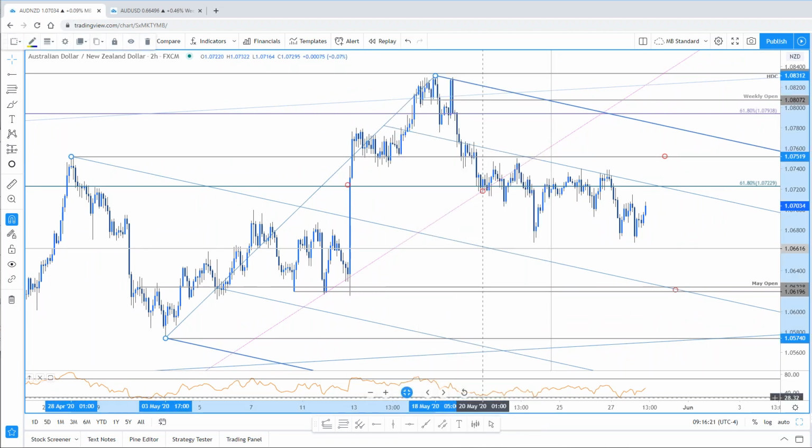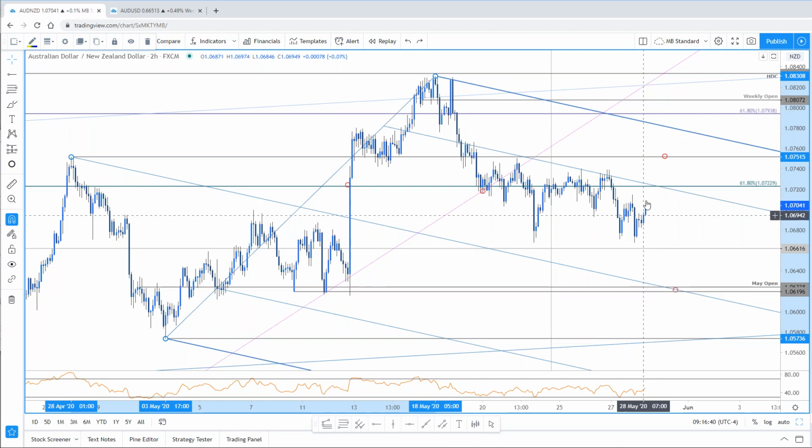Just for clarity, it highlights the same zone of resistance right here, guys. 107.16 to 107.22. It's the 618, 618. I say that twice because it's the 618 retracement and it's the 618 slope right here. If this holds resistance on this recovery, then yeah, I think you risk another move into the monthly open.